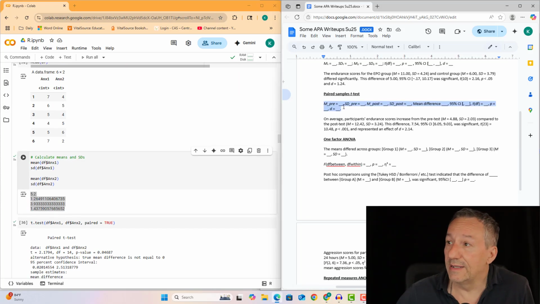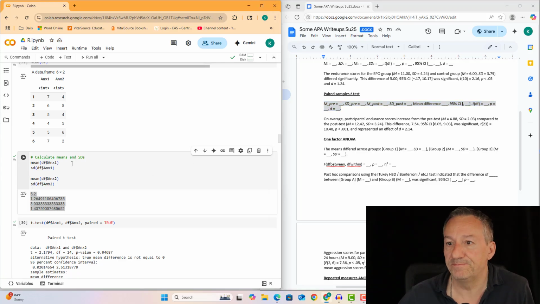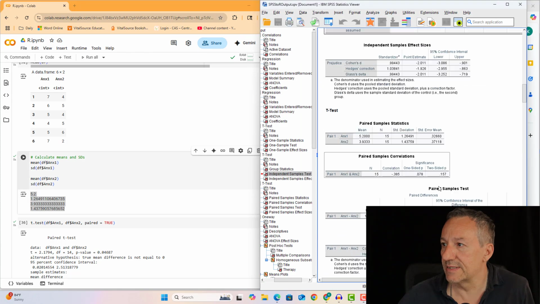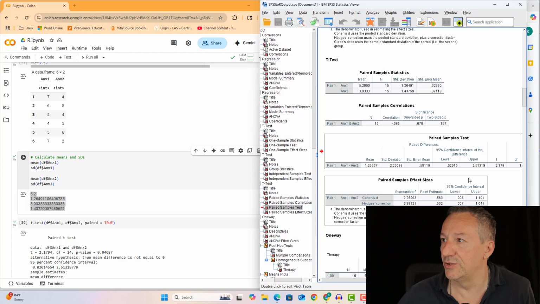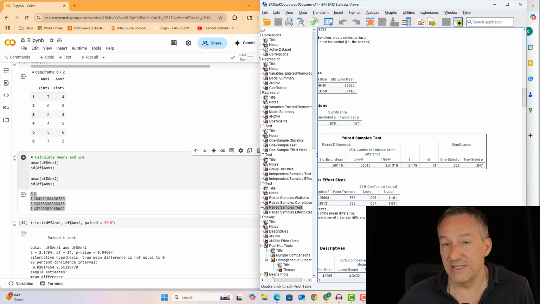This is what we are looking to get out of our paired samples t-tests: the means for both, the standard deviations for both, the mean difference. It's just like the independent samples. Our confidence intervals, our t and our p and our d. Okay, so we got the data frame loaded up. In SPSS, this is what the paired samples t-test looked like. We got our means, standard deviation, so for anxiety 1, for anxiety 2.